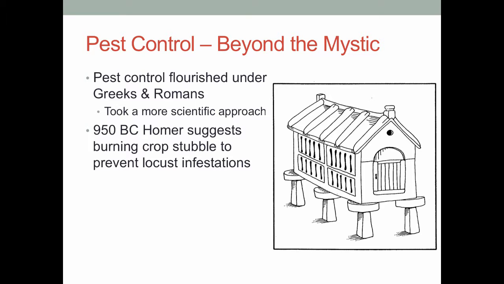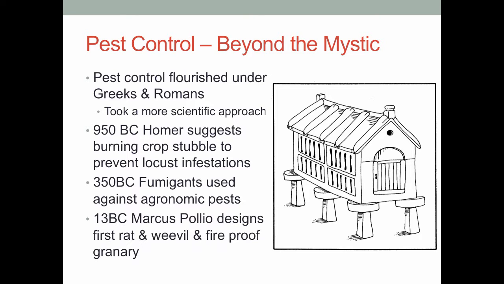And so we see things like in 950 BC, Homer suggesting that you could burn crops to prevent locusts. You've got fumigants being used in 350 BC, and in 13 BC, Marcus Polio designed this granary right here, which is supposedly rat and weevil and fireproof. Basically, he took a granary and made the whole thing out of stone, and they put them on these little pedestals that are thin at the bottom and fat at the top, so rats, if they're crawling up them, bonk their heads and fall back down.